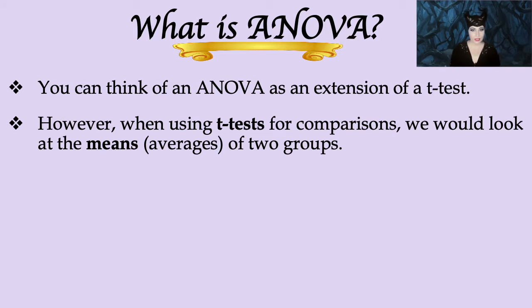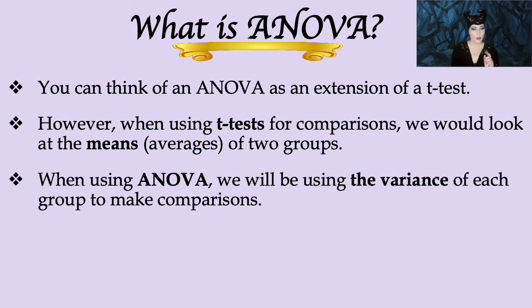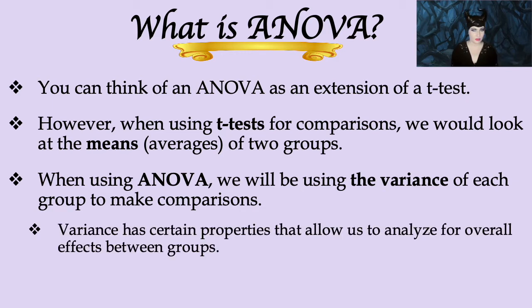And again, when using t-tests for comparisons, we looked for differences between the means or the averages of the two groups. But when using an ANOVA, we will be looking at the variance of each group to make comparisons. The reason behind using variance versus averages is a long story, much older than you or me, which, let's be honest, none of us have any time to get into right now. But what you should understand is that variance has certain properties that allow us to analyze for overall effects between these different groups.